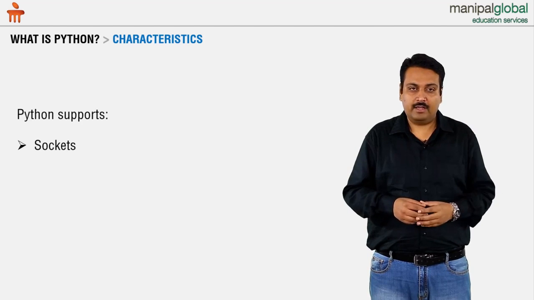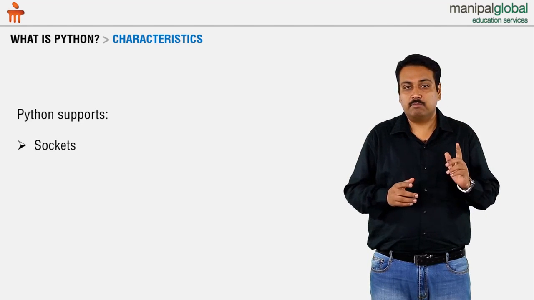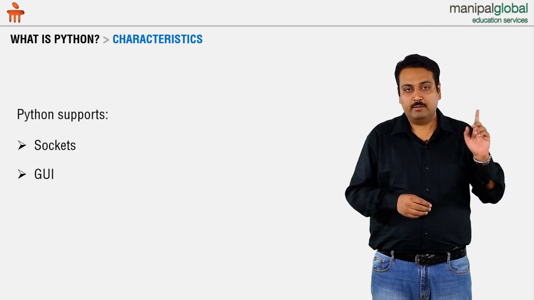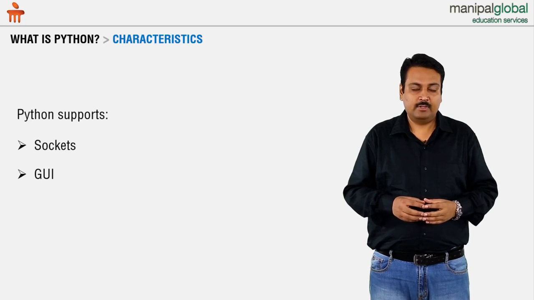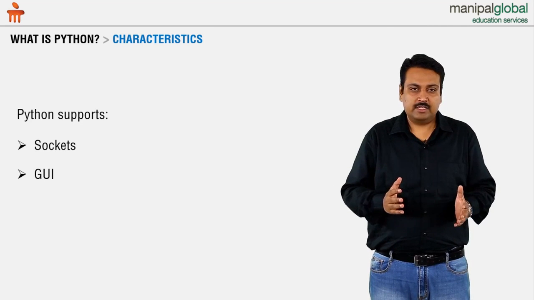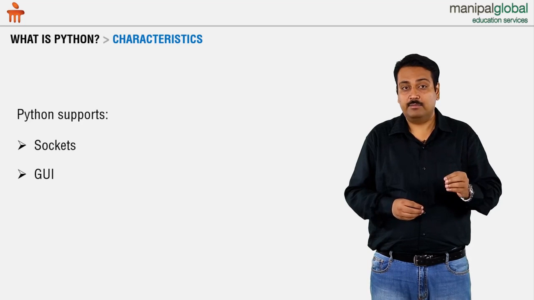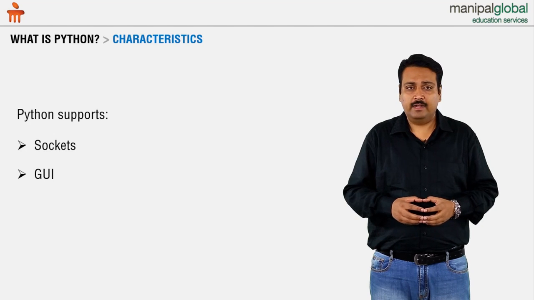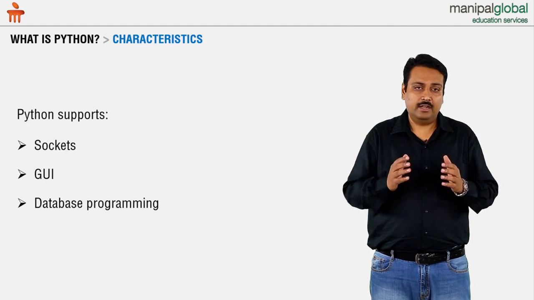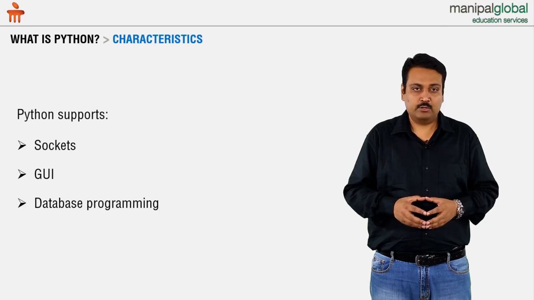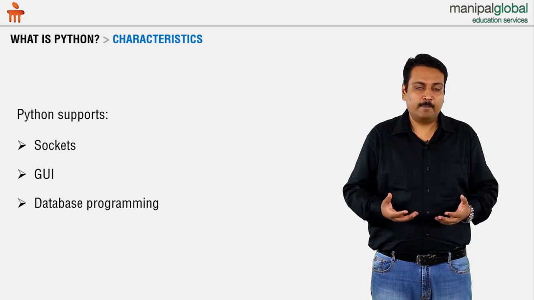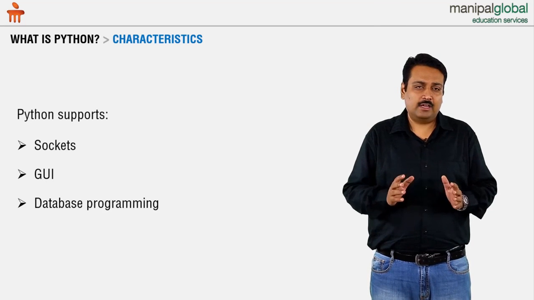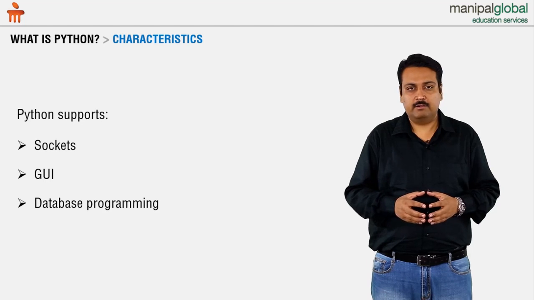Another very important application of Python is that we can use Python for development of graphics applications. We can develop GUI applications, and there are many frameworks available in Python that will help us achieve it. Another area where Python is very widely used is in development of data-centric applications. Python has support for ODBC, and using ODBC we can develop such applications. So these are some of the important characteristics of Python.